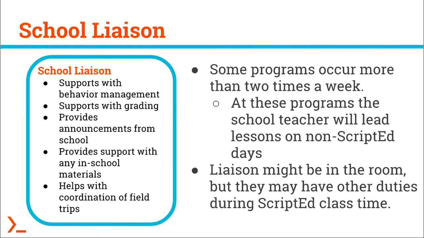The school liaison role looks different at each of our school sites, but their primary role is to be our on-the-ground contact at the school and provide support wherever we most need it. School liaisons support with student attendance issues, behavior management, grading, and printing materials. They provide announcements from the school and will help with coordination of field trips.